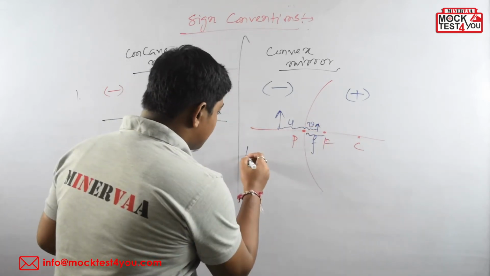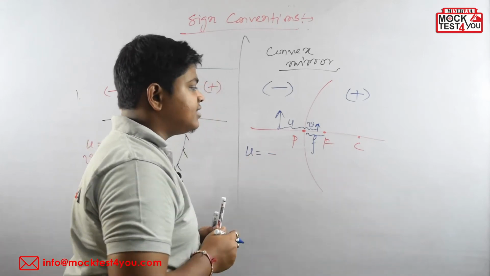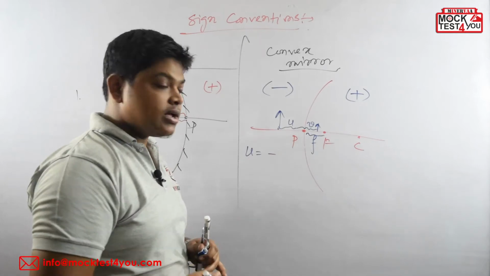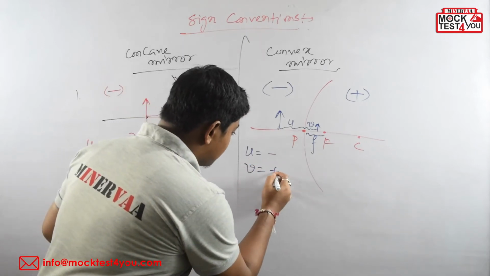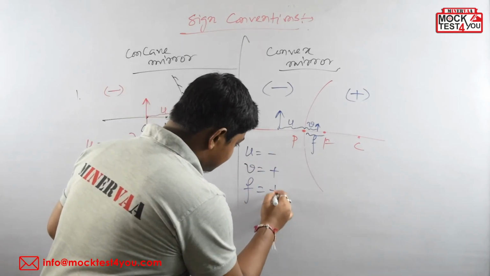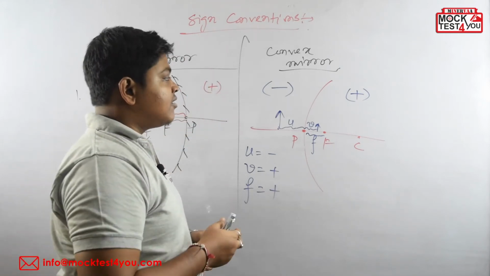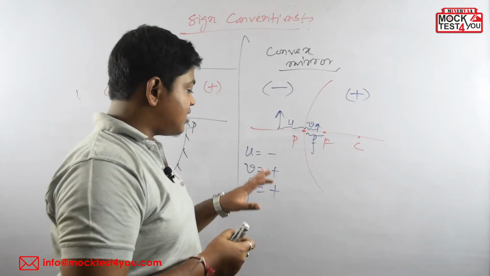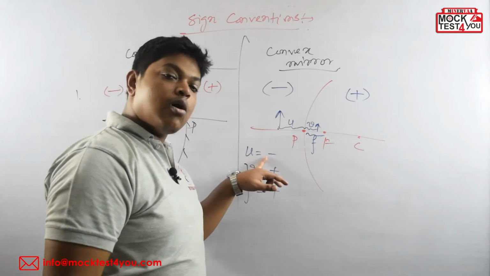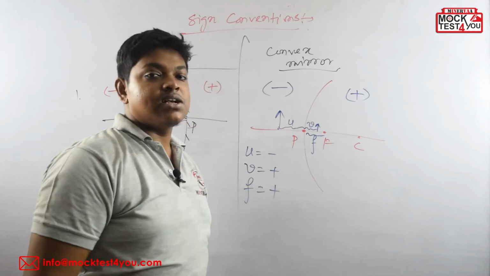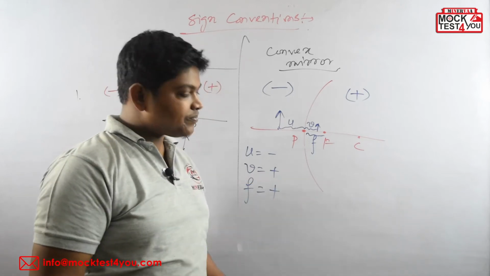So in this case, this should be the object distance, and the small distance is the image distance. What can I see? The object distance is negative in this case because the distance is measured on the left side of the mirror, but the image distance is positive, and the focal distance is always positive in the case of a convex mirror. For the convex mirror, in every case, the object distance is negative, while the image distance and the focal distance are all positive.